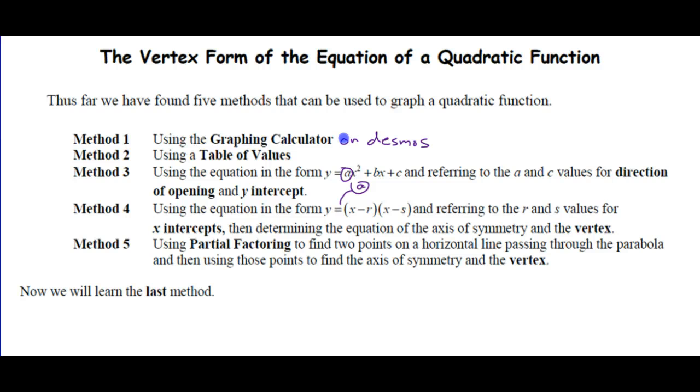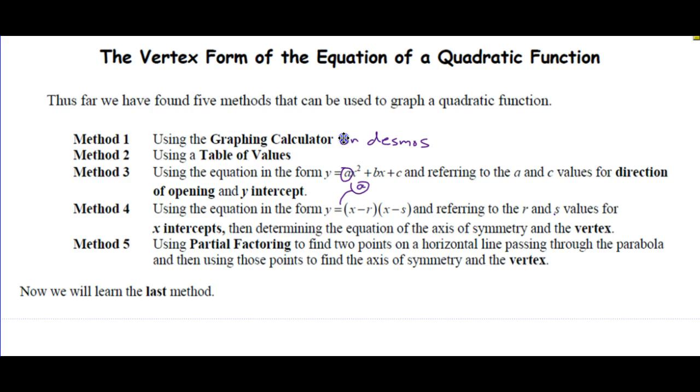And if it doesn't factor, we can use partial factoring, as we did yesterday, where we just take the first two terms, factor out whatever's in front of the x squared. If it's negative 2x squared, we factor out a negative 2. If it's 1/3 x squared, we factor out a 1/3. And again, then we find 2 points on a horizontal line, right? In this case, it's just a horizontal line. And then we follow the same procedure, right? We get the x-coordinates of the points on a horizontal line, average them, gives us the axis of symmetry. We know the vertex lies on the axis of symmetry. We take that x value, et cetera, et cetera.